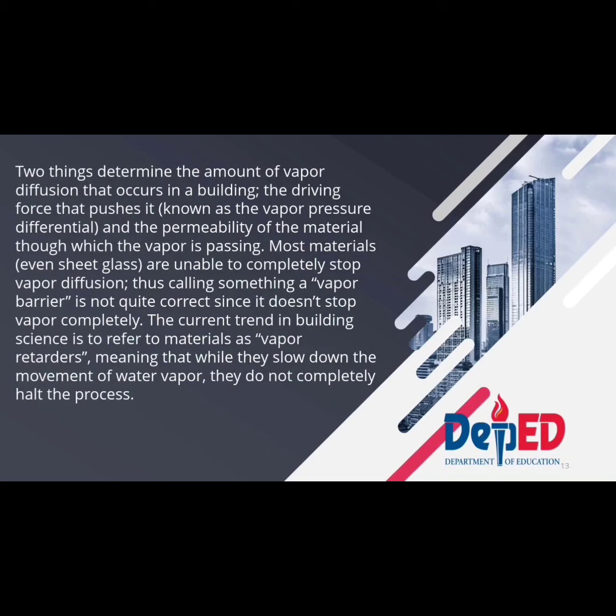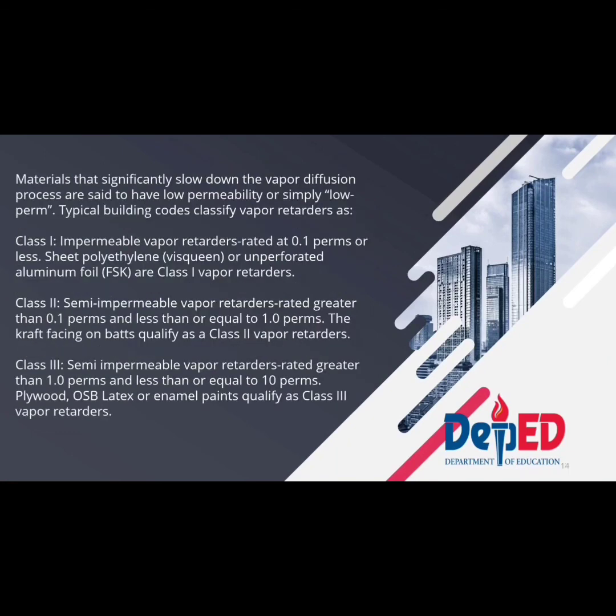Most materials, even sheet glass, are unable to completely stop vapor diffusion, thus calling something a vapor barrier is not quite correct since it doesn't stop vapor completely. The current trend in building science is to refer to materials as vapor retarders, meaning that while they slow down the movement of water vapor, they do not completely halt the process. Materials that significantly slow down the vapor diffusion process are said to have low permeability, or simply low perm.